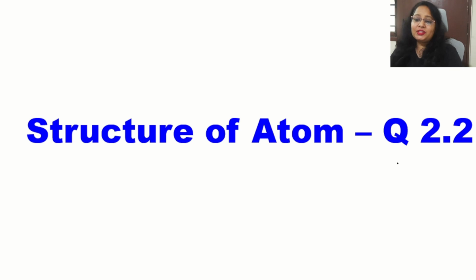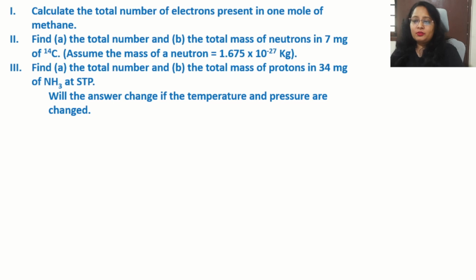Friends, today's video is question number 2.2 from NCERT textbook class 11 and the chapter name is Structure of Atom. So let's find the question. Calculate the total number of electrons present in 1 mole of methane. Second part is find the total number and the total mass of neutron in 7 mg of C14. Third part, find the total number and the total mass of proton in 34 mg of NH3. Now in the last, will the answer change if the temperature and pressure are changed?